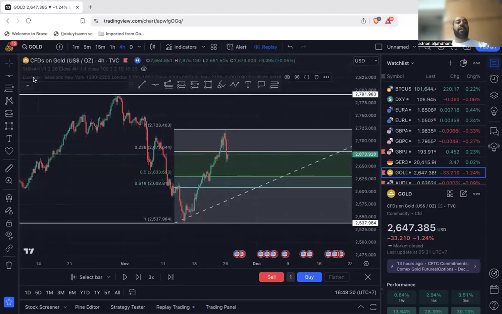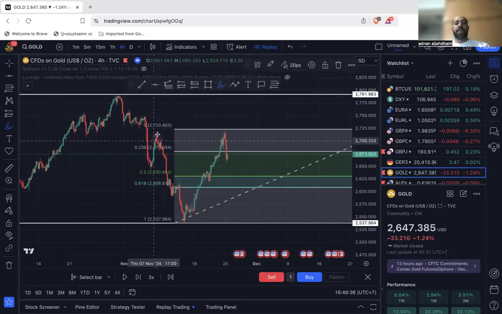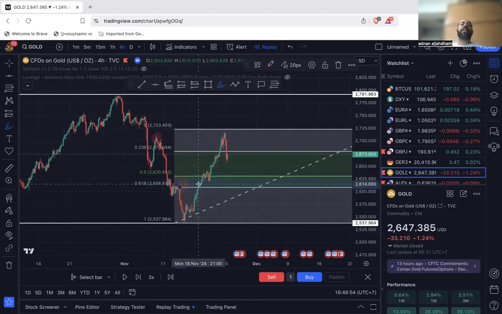You can see there it broke this one, and it broke this one, and those are the swing highs from the previous downtrend. So it broke those two areas, which created a change of character and break of structure. It means we are in an upward movement.